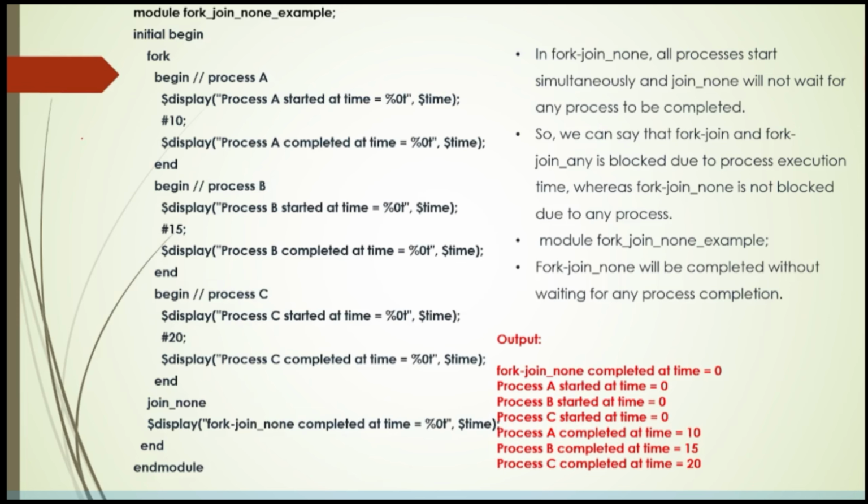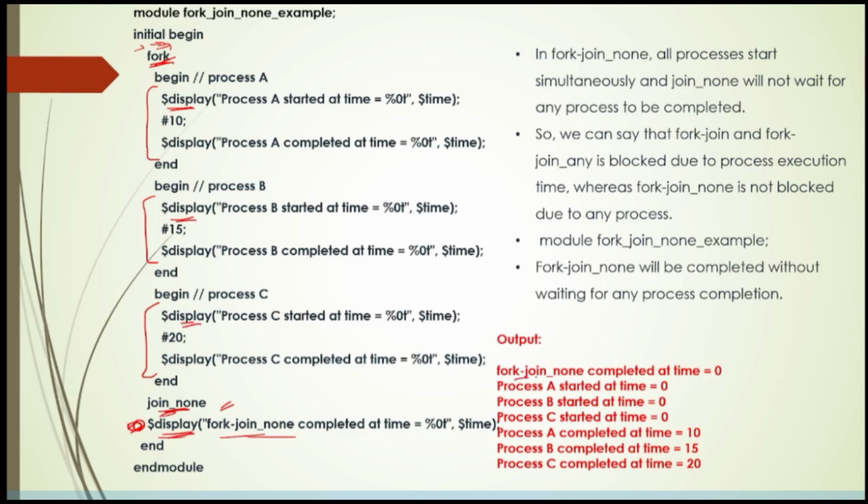The same example here, but I have just used fork join none. Now what happens? Since before fork join none I don't have any display function, nothing will be executed. Now I have entered into fork join none. There are three processes within the fork join none, but that doesn't affect the execution of the remaining statements given below the fork join none. This display will also be executed at 0 time interval since there is no time delay, along with these three processes.